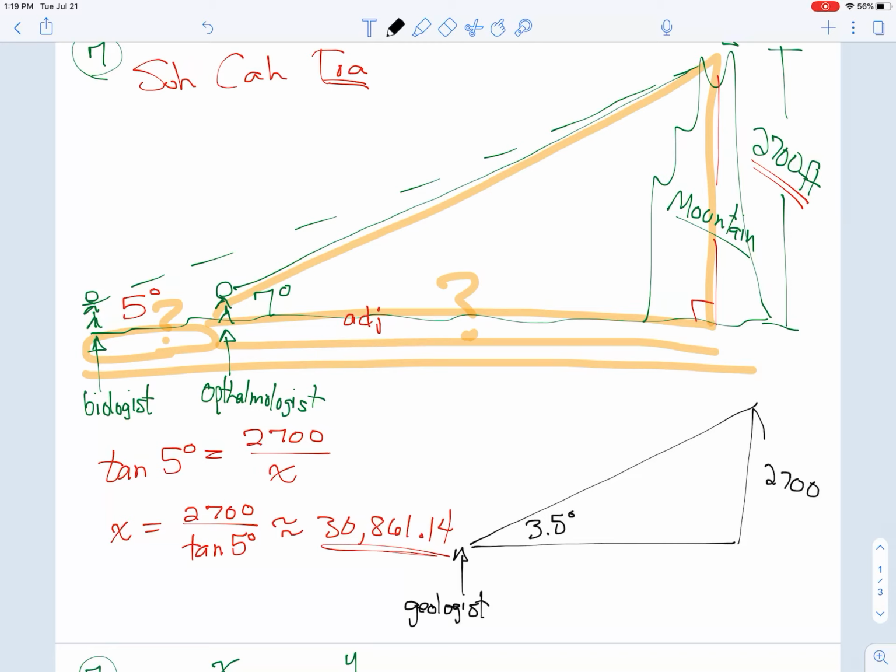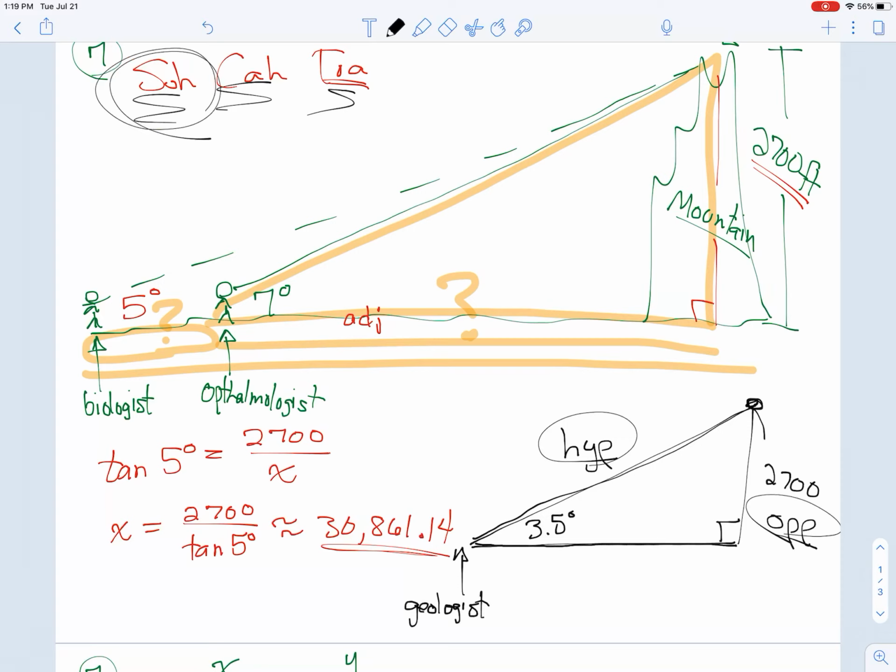How far is she from the summit of the mountain in a straight line? So here's the summit of the mountain. And in this case now, we aren't interested in the footsteps that they take to get to the base of the mountain. We're interested in this one. For sine, cosine, and tangent, we are looking for the hypotenuse of this right triangle. So to connect the opposite side to the hypotenuse, we need the sine. The sine of 3.5 equals 2700 divided by that hypotenuse.